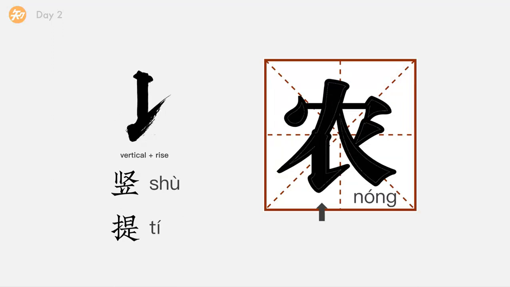The next one is a combination of vertical and rise. To write this stroke, you write the vertical first, then at the bottom you write the rise. It's called 竖提. This one is also simple, just a combination of the two simple strokes. Now, read after me. 竖提. One more time. 竖提.